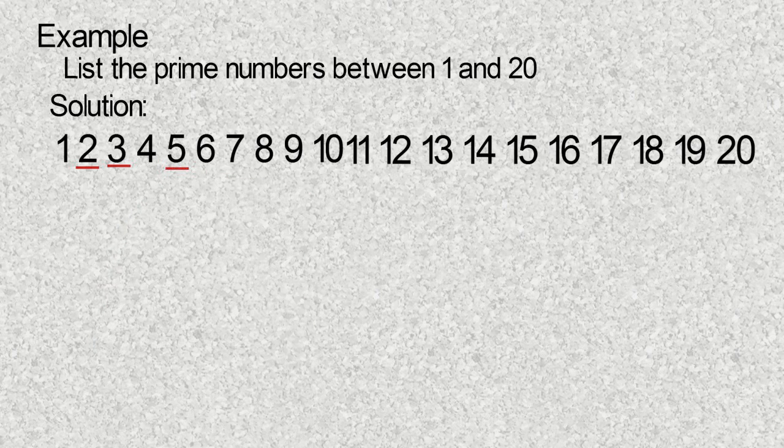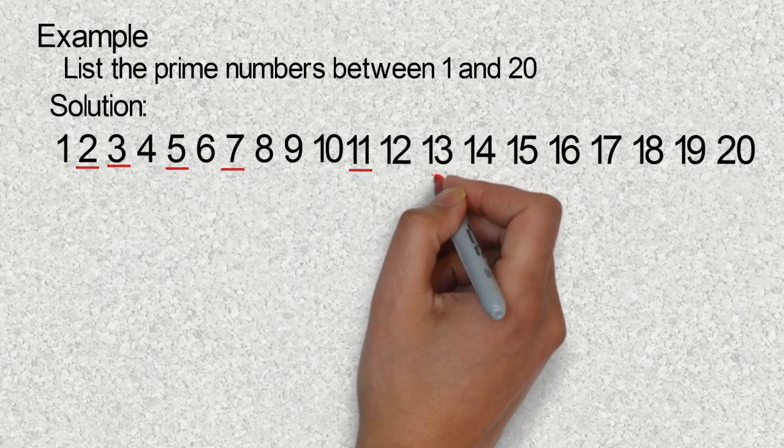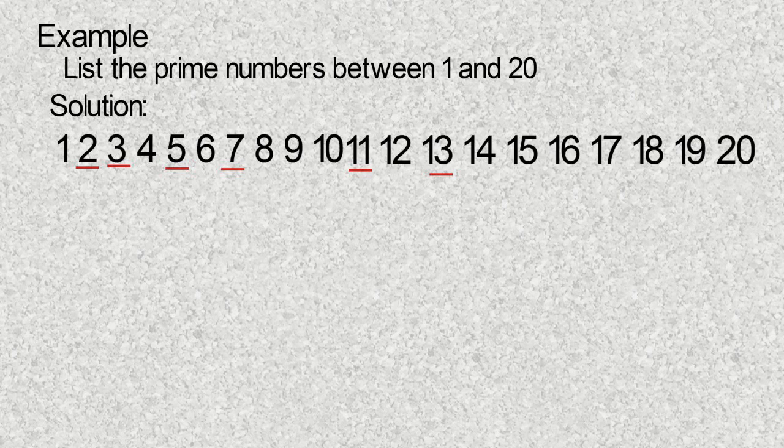4 is an even number, and we said 2 is the only even number that is a prime number. So 4 cannot be a prime number. It has more than 2 factors. It has 1, 2, and 4 as factors. It has 3 factors, so 4 is not a prime number. 5 also is a prime number because it has only 2 factors, 1 and 5.